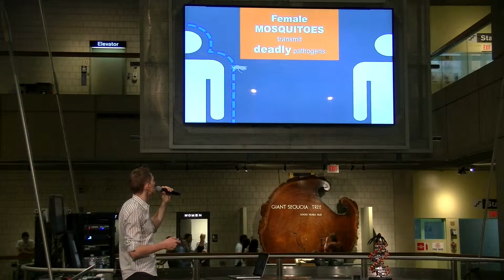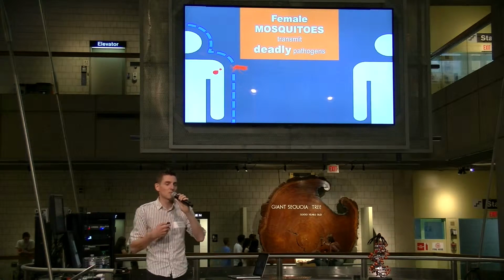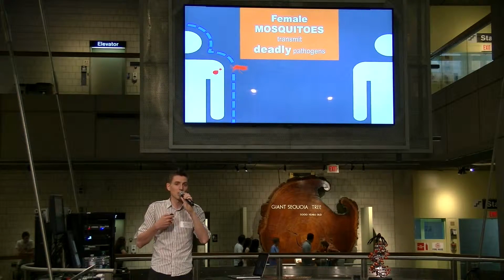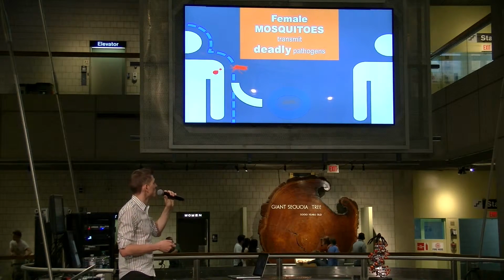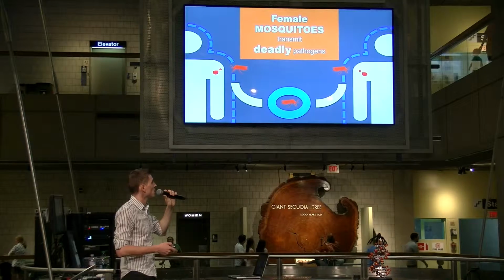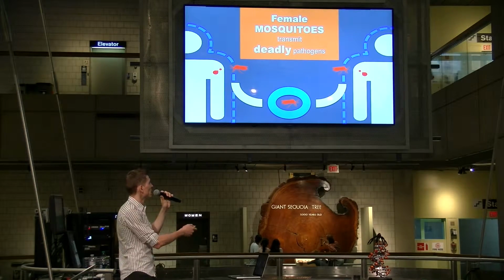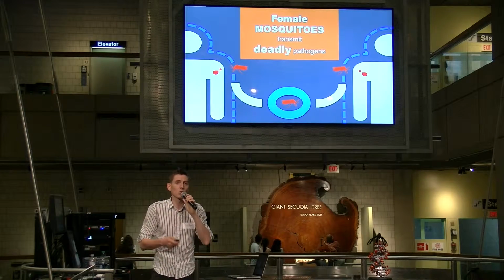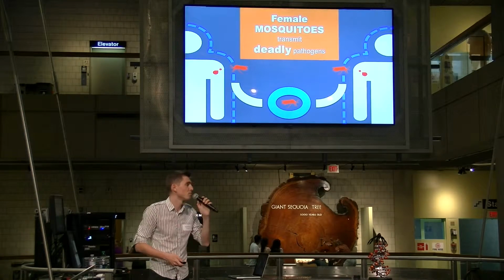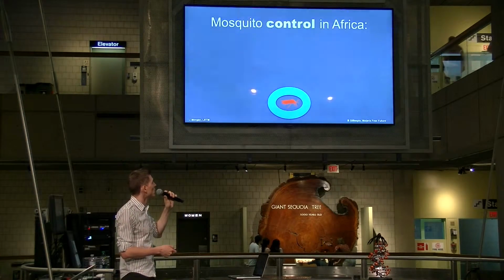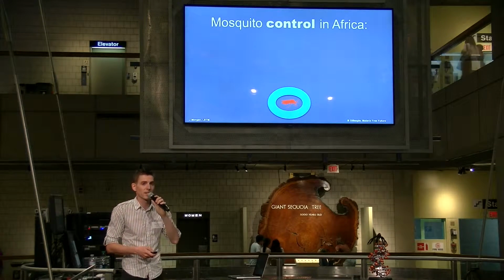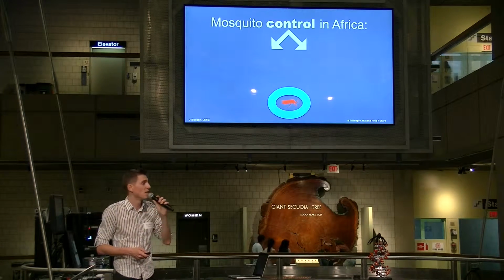So the mosquito bites an infected person, it takes up the parasite into its body, and then after a few days, it goes and bites someone else and transfers that into another person. And so there's this mosquito link between two people that causes disease transmission. How can we interrupt that mosquito link? We use insecticides.